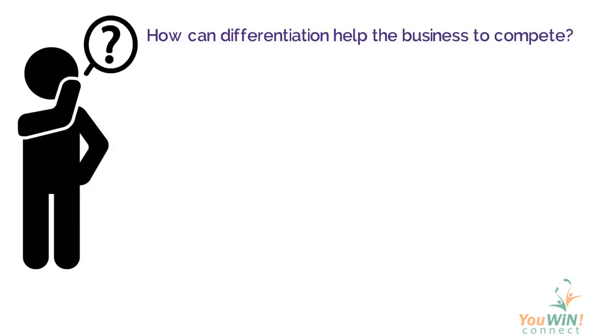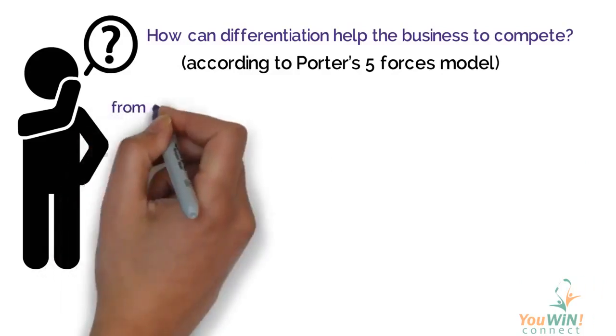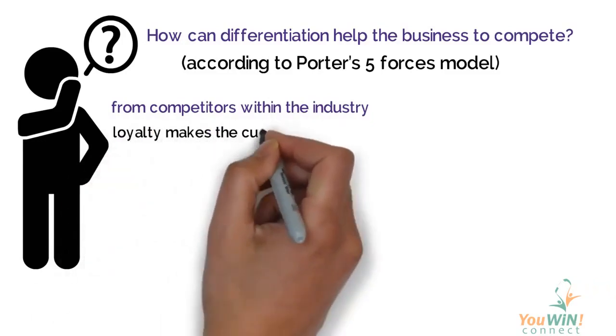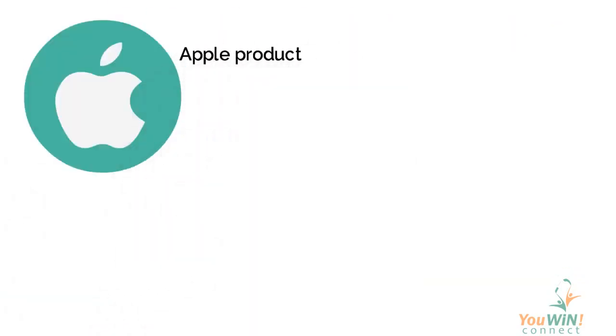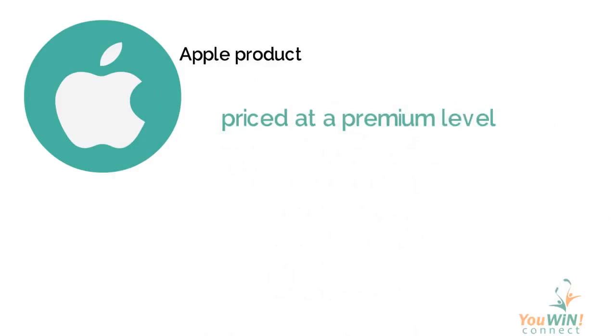Just like we had looked at the cost leadership, let's look at differentiation from the competitors within the industry. Loyalty makes the customers feel less sensitive to price. When customers are loyal to your product, they will not think about price. We can use the example of the Apple product. Apple products are priced at a premium level, but those that are loyal to Apple products will always pay the price, irrespective of how much it is.